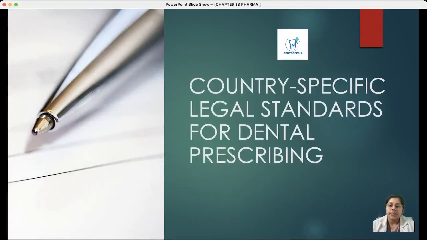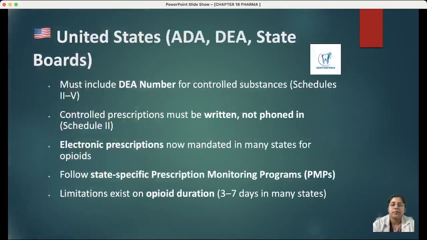Country-specific legal standards for dental prescribing. Each country has its own laws, so you have to follow that law, and from your examination point of view you should know the basic laws of each country, and whichever country you belong to, you should know all their laws so that you can write a legal prescription.